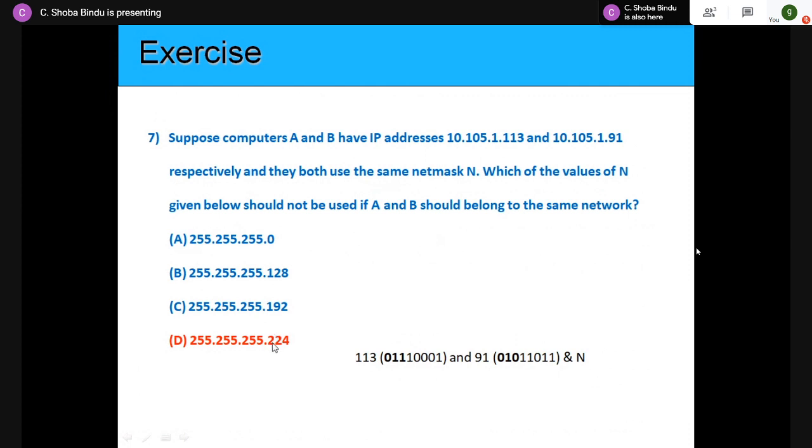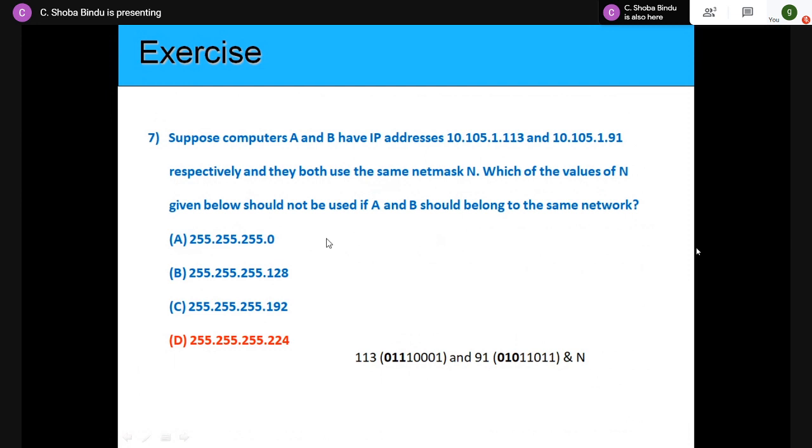But when you go for this 225, up to this is same, but here it is different. So when this 225 is 1110000, here at this position there will be a variation, and hence this is the mask that cannot be used if A and B belong to the same network.